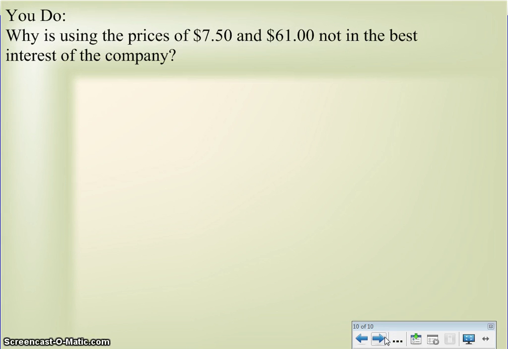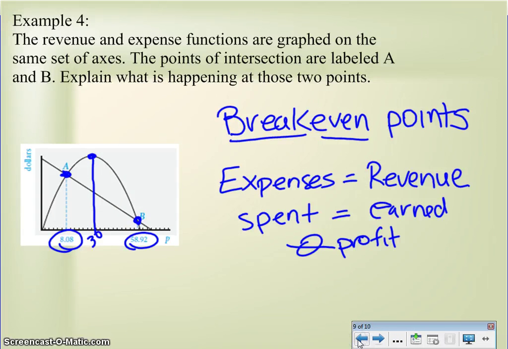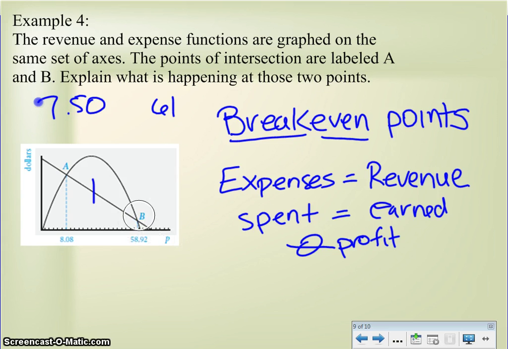All right, last you-do. Press pause. Go ahead and solve this and come back, and we'll answer it together. Okay, it says, why is using the prices of $7.50 and $61 not in the best interest of the company? So let's go back. We were talking about $7.50 and $61. Let me erase this so we can see a little bit here.